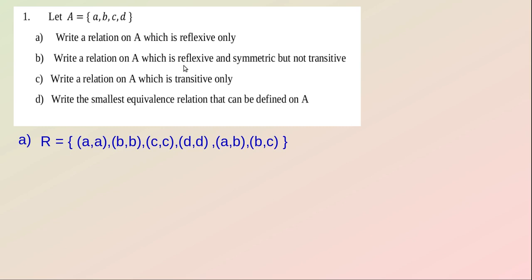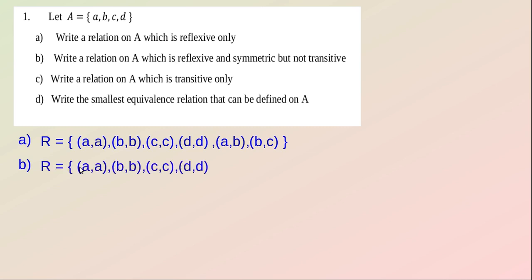Now, let us discuss what is the answer to question number B. Write a relation on A which is reflexive and symmetric but not transitive. Here, in addition to reflexive, we want the relation to become symmetric. Then, write the answer. Answer to question number B. Only one example is enough. Then the relation must be reflexive, so it contains the elements AA, BB, CC and DD.